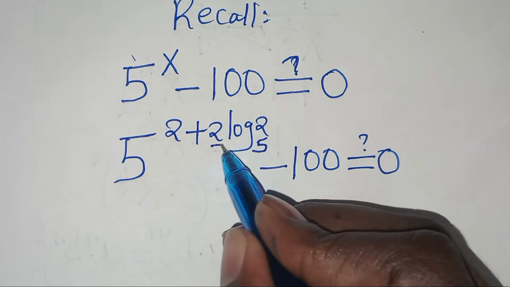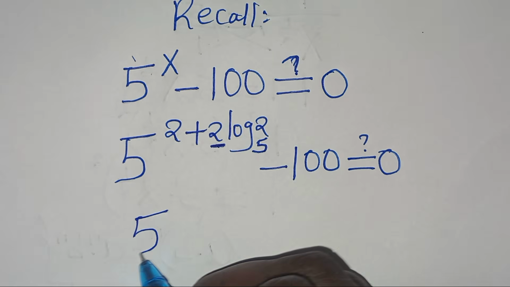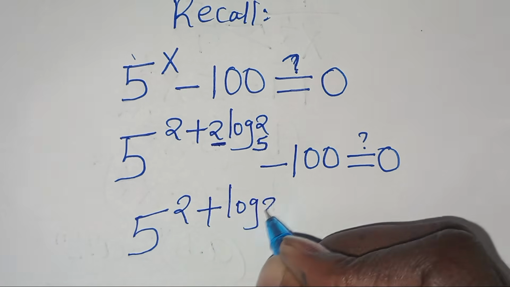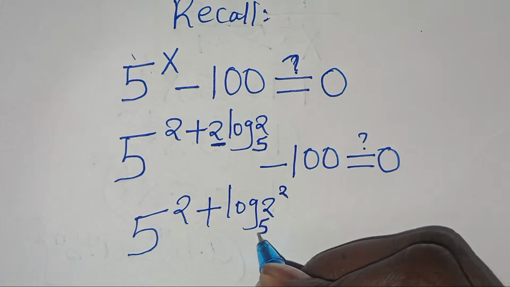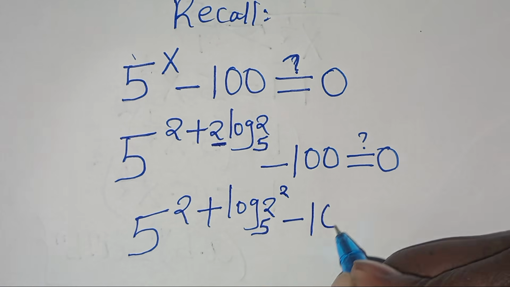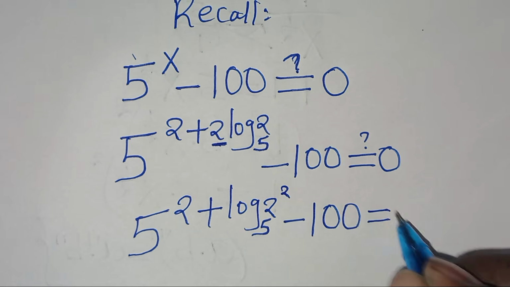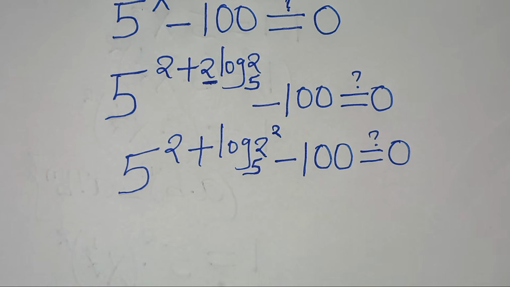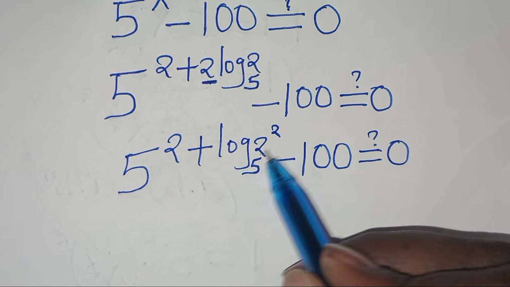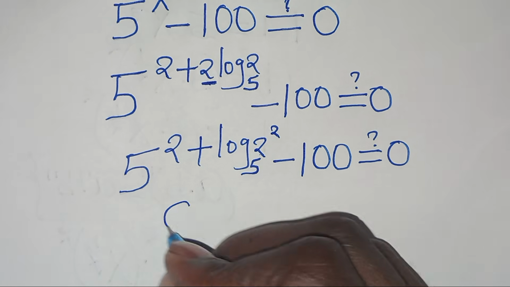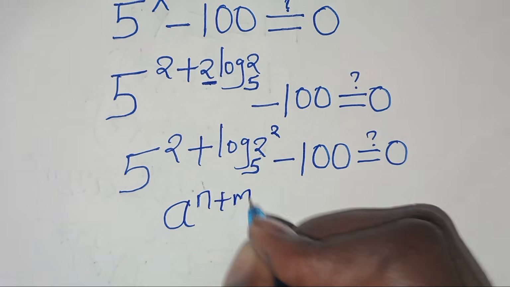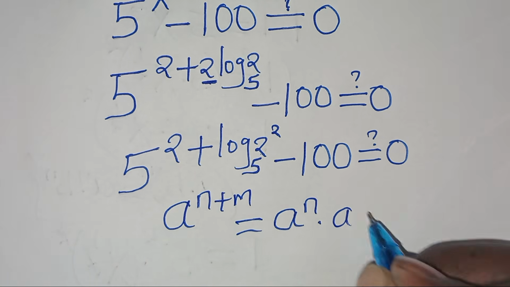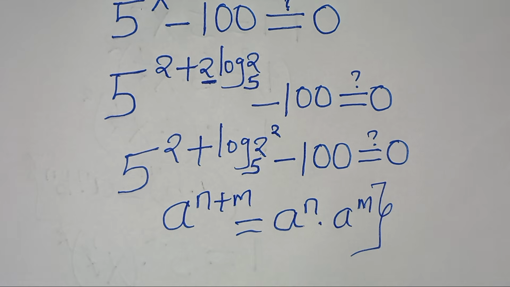Now, since 2 is a power, we can express this as 5 raised to the power of 2 plus log 2 to the power of 2 to base 5, subtract 100. This is supposed to give us a value of 0. Now, 5 to the power of 2 plus log 2 to the power of 2 to base 5 is in the form of a to the power of n plus m, which we can express as a to the power of n multiplied by a to the power of m.